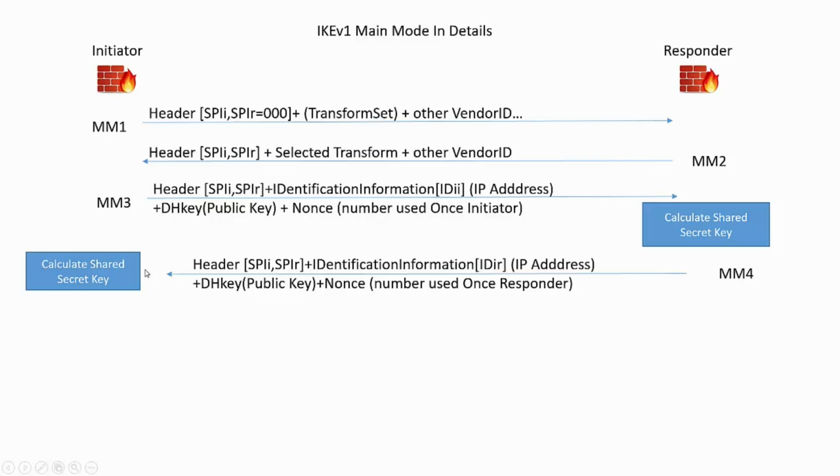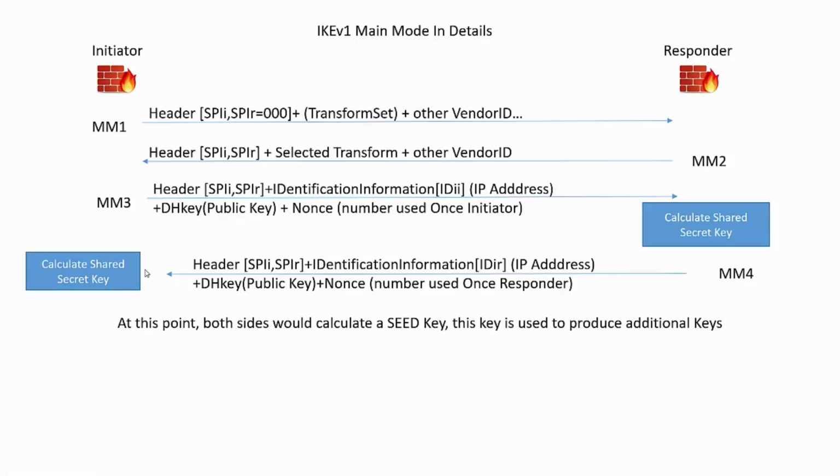And based on this, they're both going to create something called the seed key. This seed key is used to arrive at additional keys. The seed key is going to be created by running a pseudo-random function, which is basically the hash function that was selected during negotiation. This includes the pre-shared keys, and the nonce used by the initiator, as well as the nonce used by the responder. So, the seed key was calculated using the same hashing function, which is the pseudo-random function. Now it's used for a different purpose.